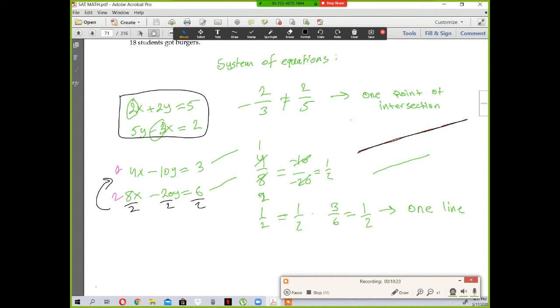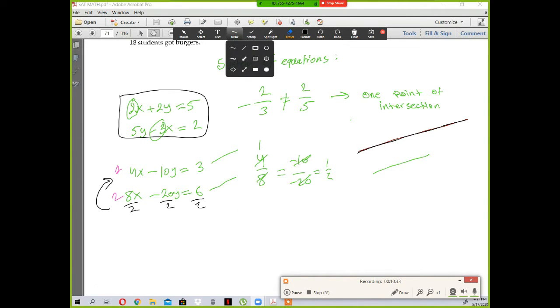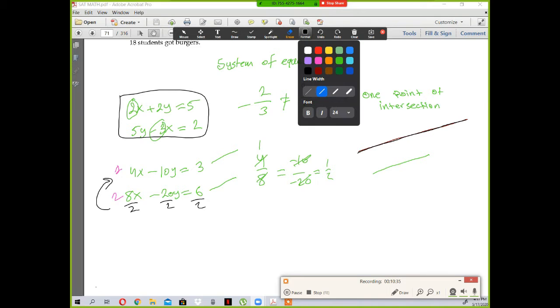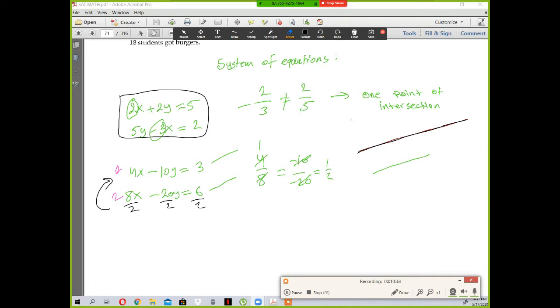Let's clean this. So if all the ratios are equal to each other, that means those two lines are actually one line, and those have infinite number of solutions.